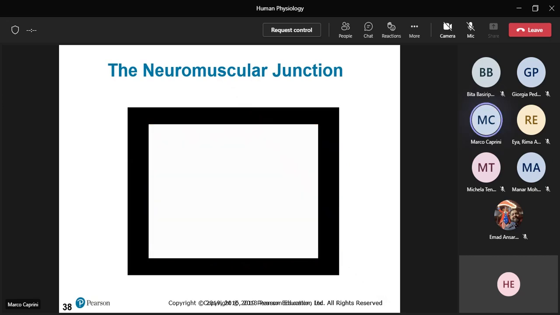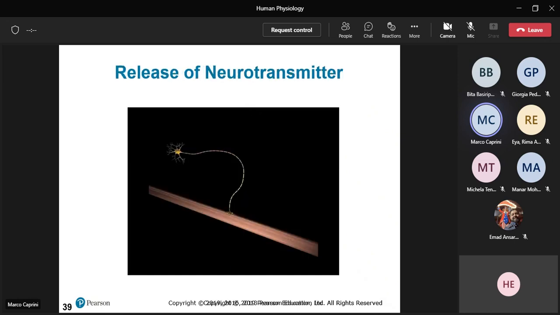You see, the membrane of the junctional fold contains a lot of nicotinic receptors. So the release of acetylcholine generates the end plate potential, okay? The role of the neurotransmitter.